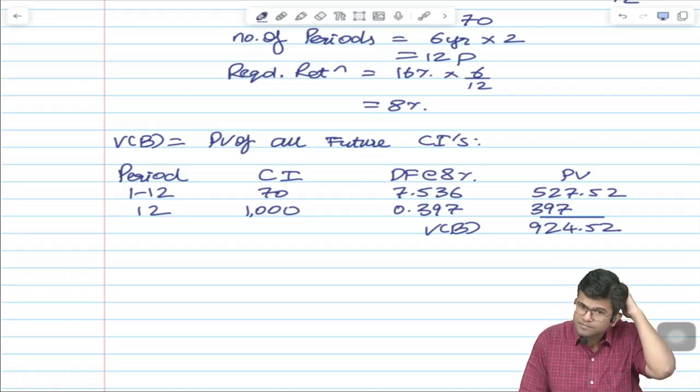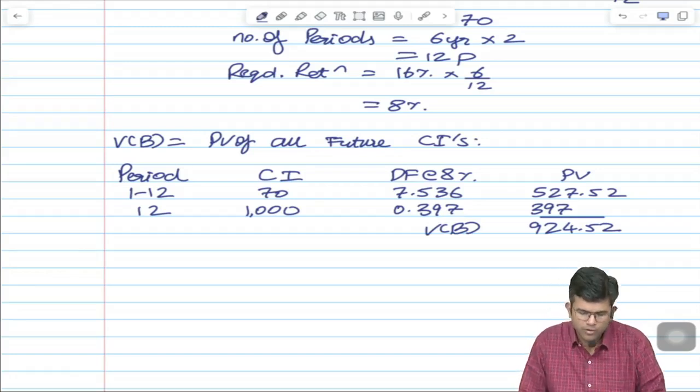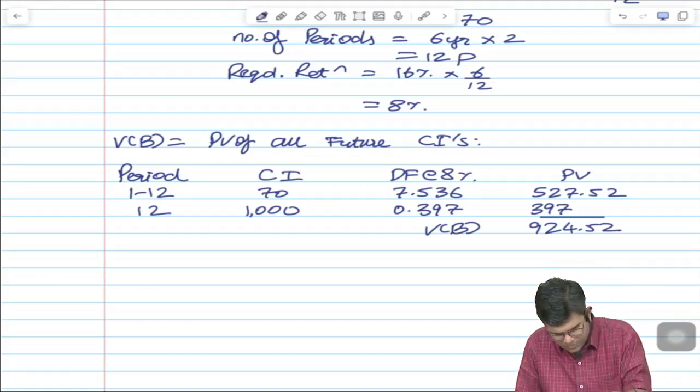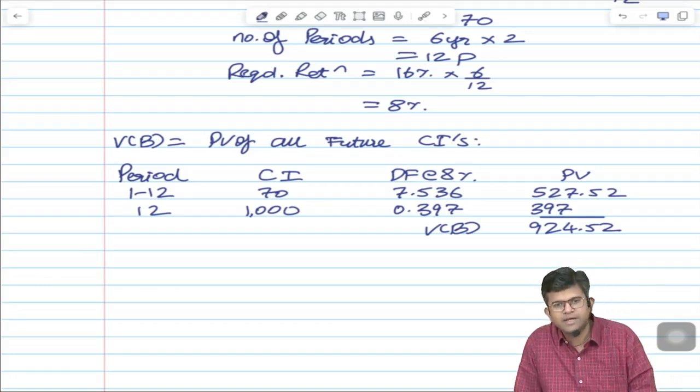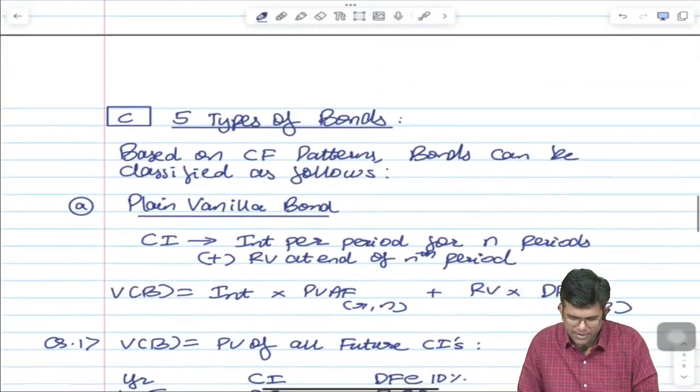All done? Okay. Now students, we move on to the second type of bond. Ready everyone? We'll start the second type of bond. So this was point number A, na? Now point number B.